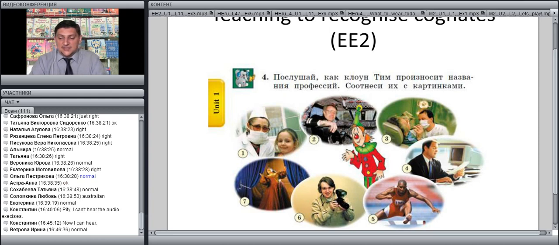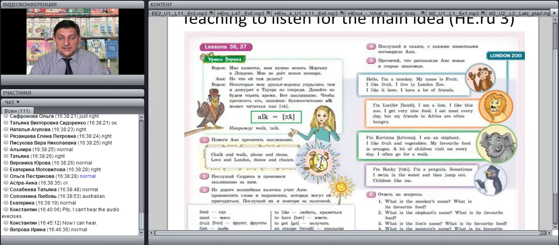So they are taught to recognize cognates in this way, and this really helps students to listen for the main idea. There are more ways of teaching students to listen for the main idea. For example, on these pages from happyenglish.eu textbook from grade 3, you will see our characters, Anya and the Raven, go into the zoo and they meet some animals. So the task is listen and tell which animals Anya spoke with. So we listen to the story and then we show the animals. And after that, we have some more questions, and the questions are listening for specific information. But the first task is listening for the main idea.